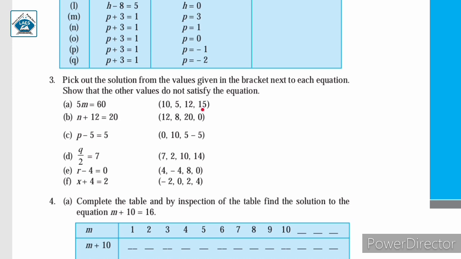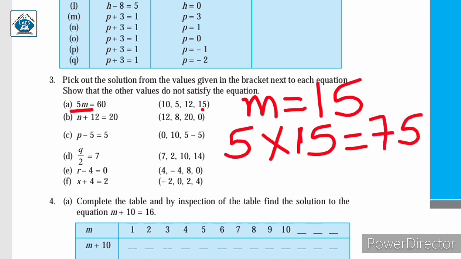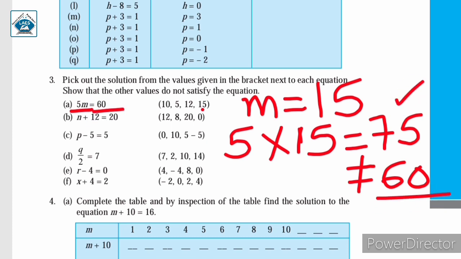Lastly, we are given one more value, that is m is equal to 15. Here, when we substitute m is equal to 15 in 5m, we get 15 multiplied by 5, which is equal to 75. Once again, this is not equal to 60. LHS is not equal to RHS because LHS here is 75, RHS is 60. It is given over here. Since LHS is not equal to RHS, the equation is not satisfied. So m is equal to 15 does not satisfy the equation.